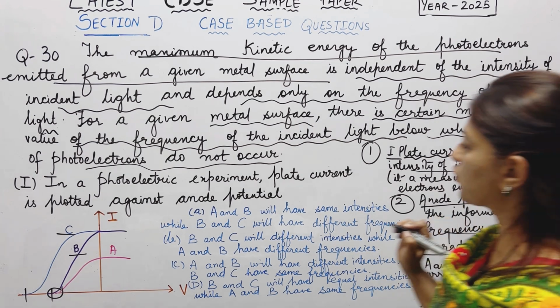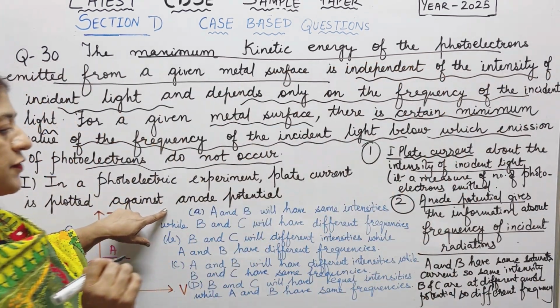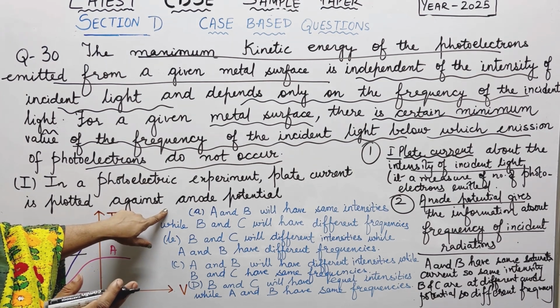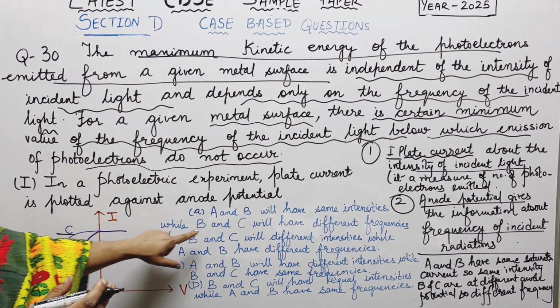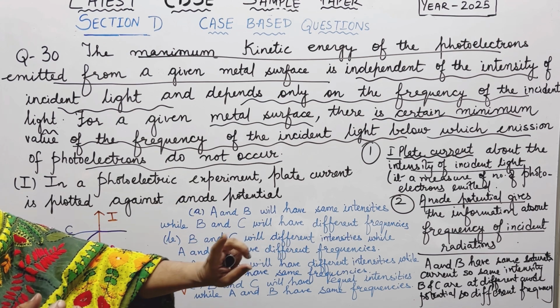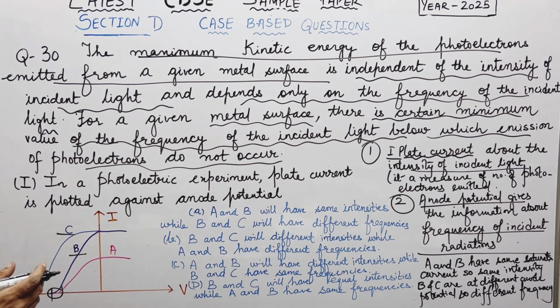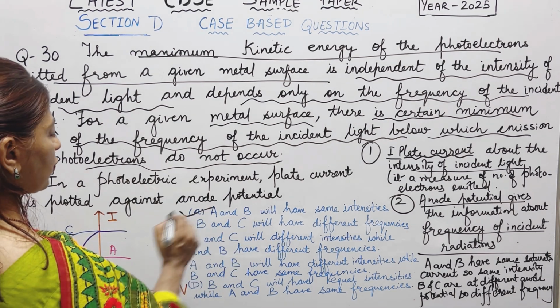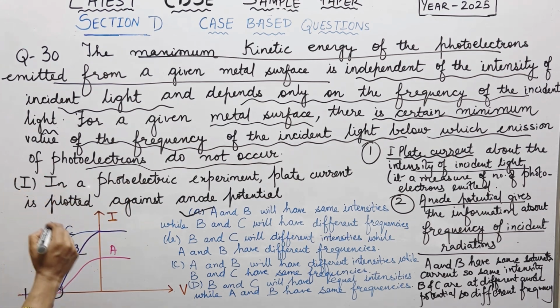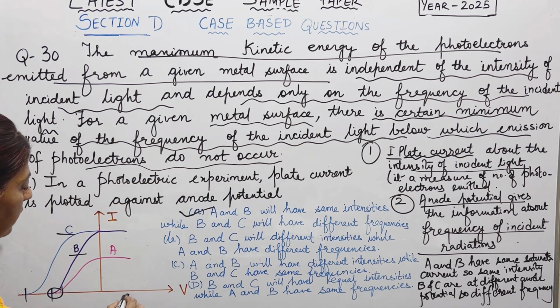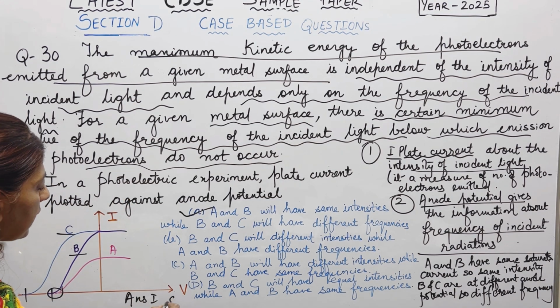So let us see which one matches this. A and B have same intensities, yes, because they are having the same saturation current. B and C will be having different frequency, yes, because their potential is different. So option A is the correct one. So the answer for the first part is A.